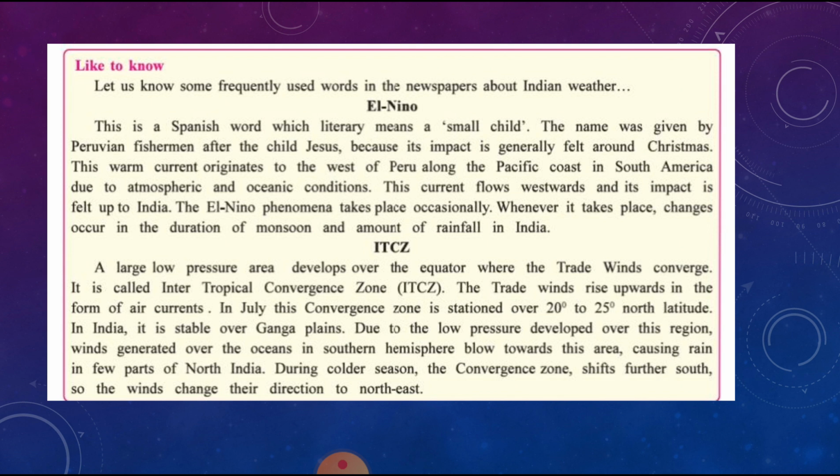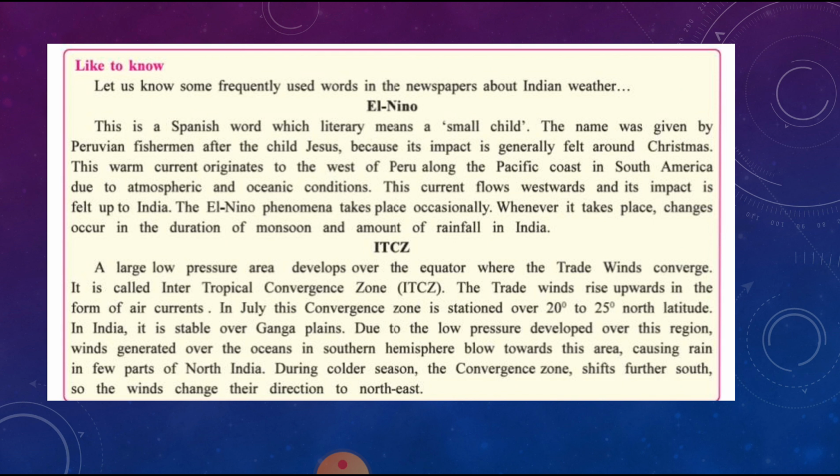See, what they have said is that Nino is a Spanish word which means a boy child or the Christ child. And the fishermen of Peru were the first to notice the appearance of unusually warm water that occurred around Christmas time. This warm current originates to the west of Peru along the Pacific coast in South America due to atmospheric and oceanic conditions.